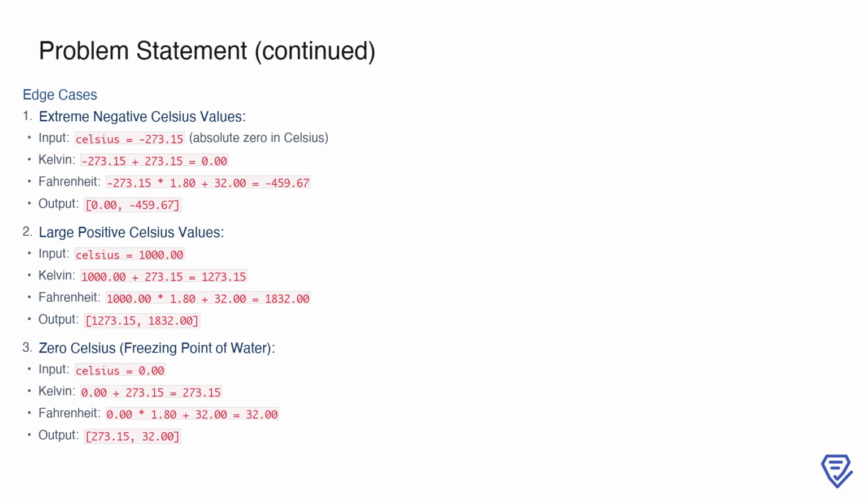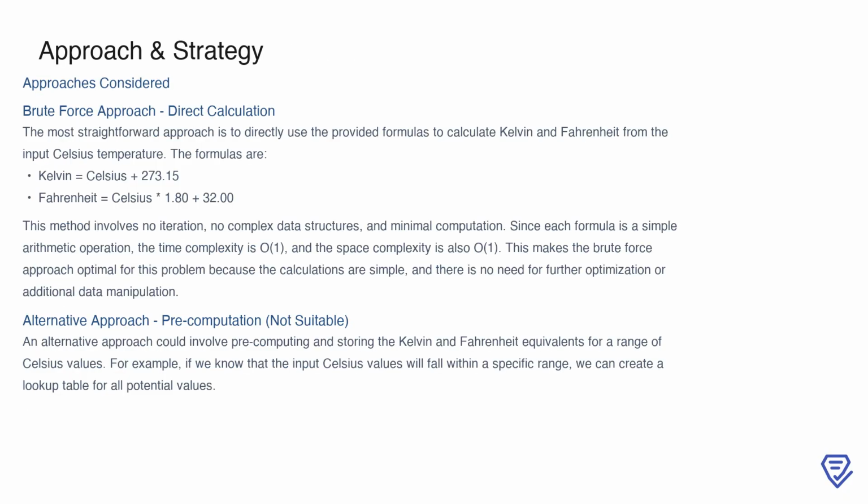These examples highlight how the function handles a variety of inputs, ensuring accurate results across the entire valid range of Celsius values. To solve this problem, we first considered the brute force approach, which involves directly applying the given mathematical formulas for temperature conversion. Specifically, the Kelvin temperature can be calculated by adding 273.15 to the input Celsius value, and the Fahrenheit temperature can be derived using the formula Celsius multiplied by 1.80, then adding 32.00. This approach is straightforward because it only requires basic arithmetic operations, addition and multiplication, making it computationally efficient.